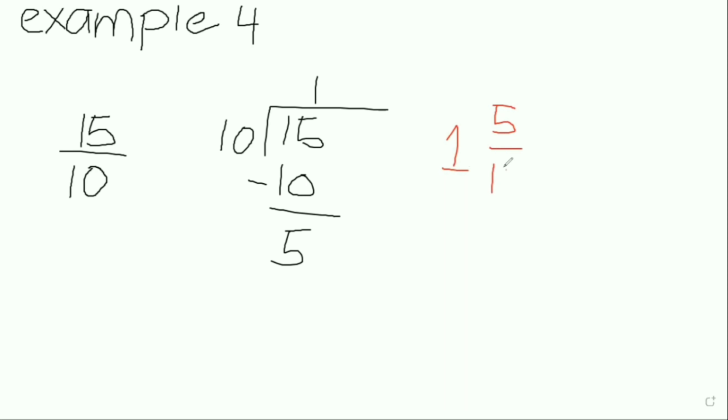The answer in division, which is the quotient, is the whole number, the remainder is the new numerator, and then we just copy the denominator from the improper fraction to be the denominator on our mixed number.